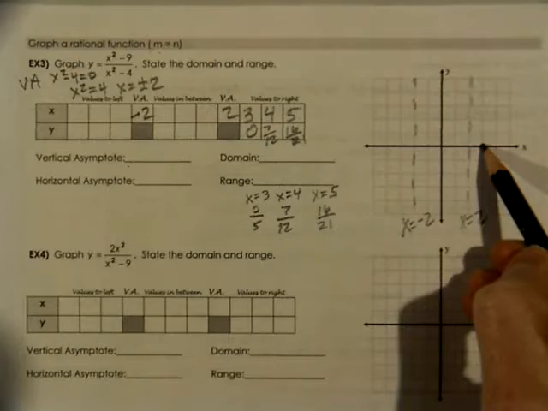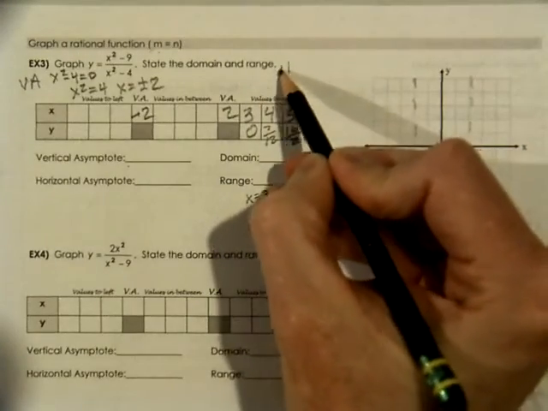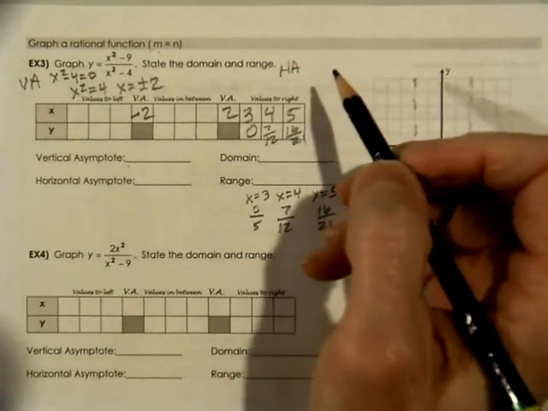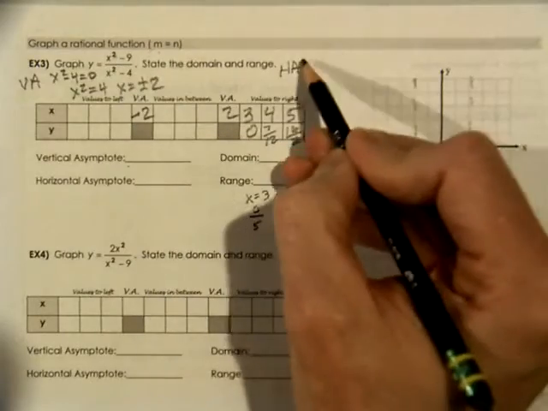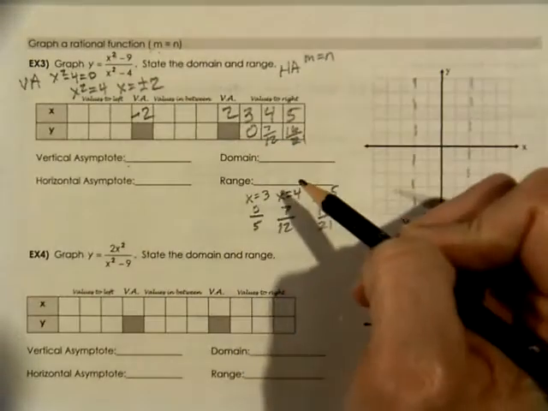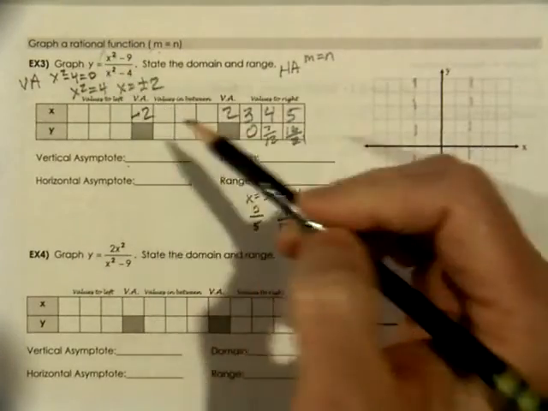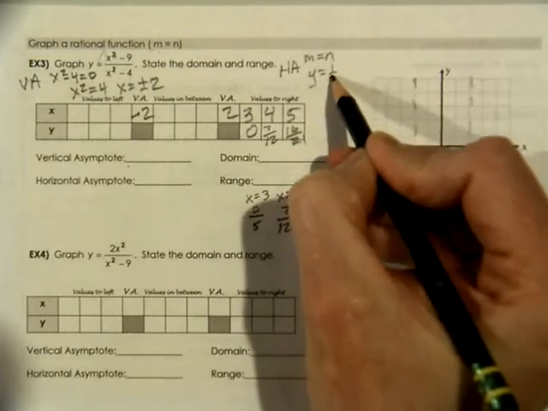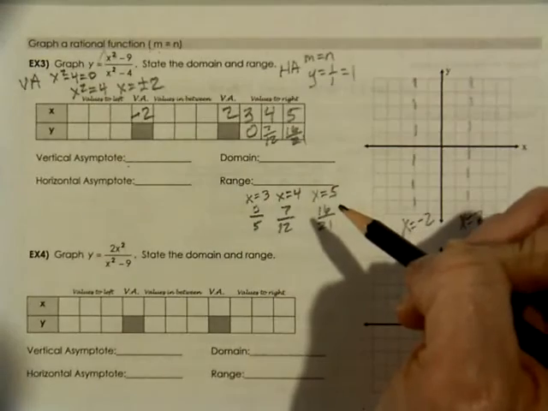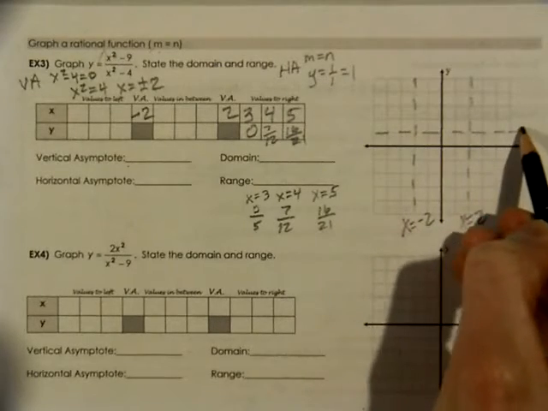So at 3, oh, you know what I haven't done yet? I haven't put in my horizontal asymptote. Maybe you noticed. So my horizontal asymptote, my degrees are the same. M equals n. And when those are the same, you're going to use the leading coefficient. So it's going to be 1 over 1, which is a value of 1. And label that onto your graph.